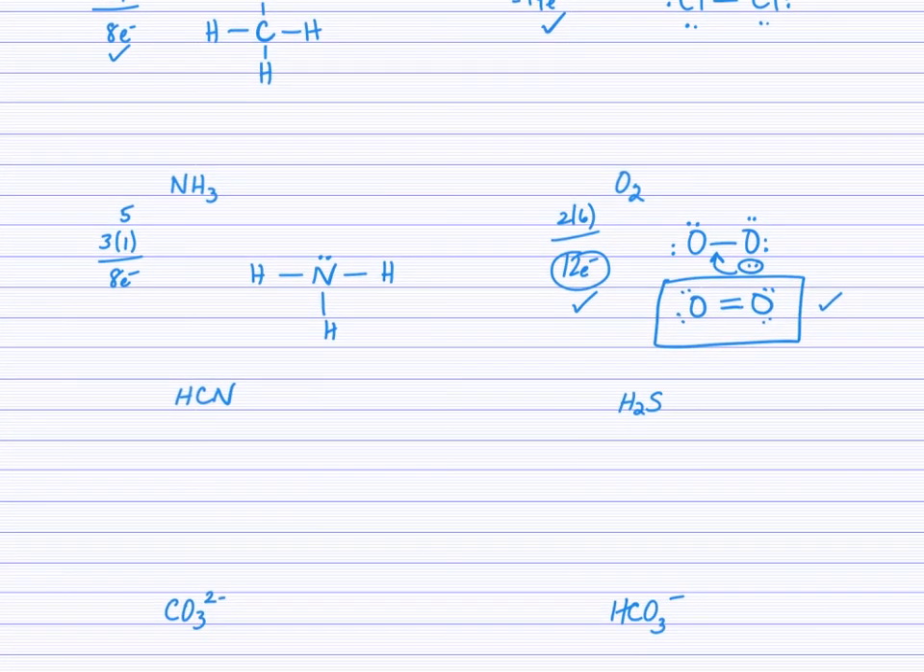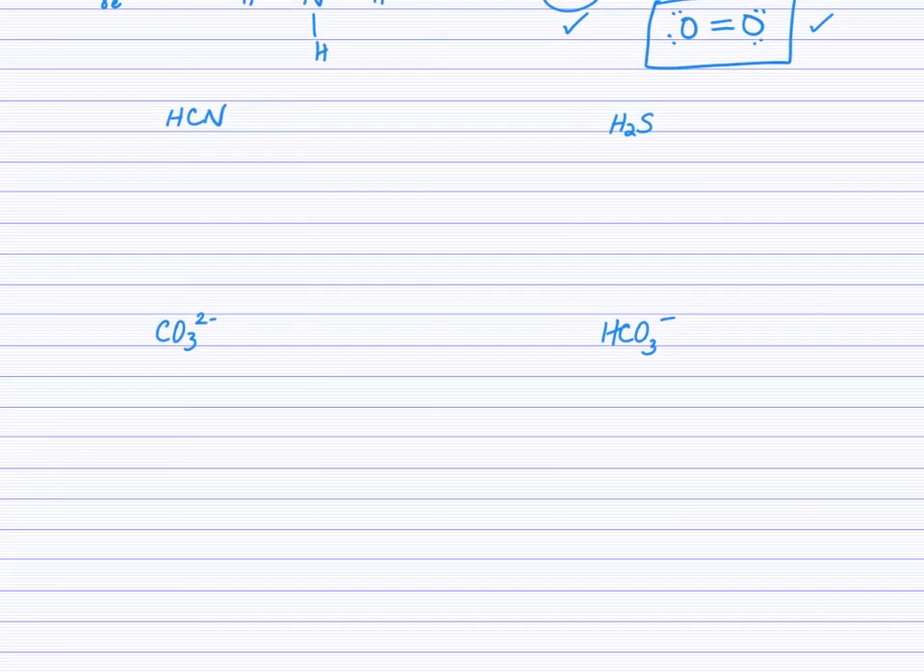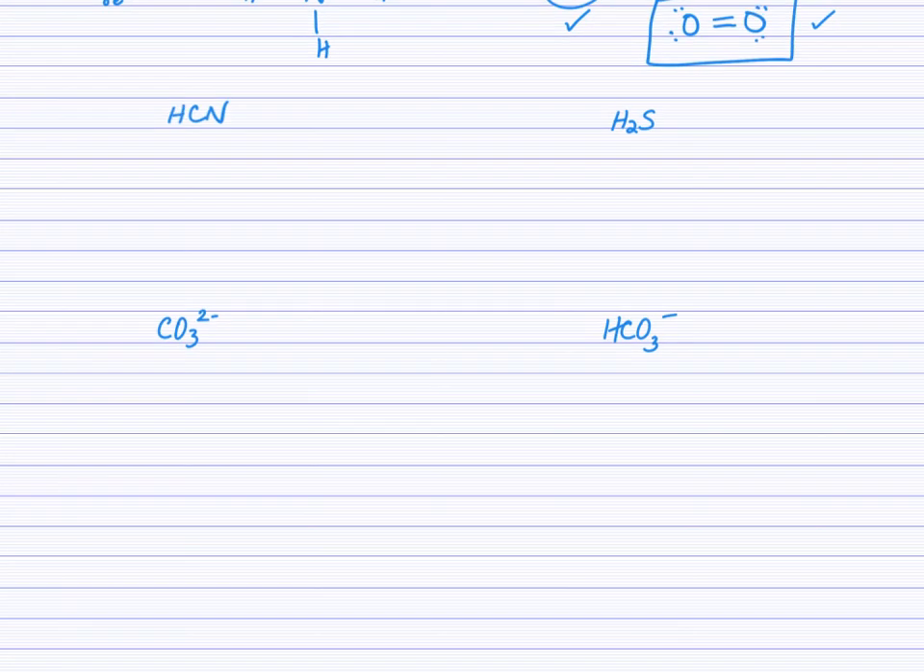Okay, a few more examples. HCN, H2S, the carbonate ion, and the bicarbonate ion. So you can be doing this yourself and checking in, or following along with me if you're still learning. So 1 electron for the hydrogen, 4 for the carbon, 5 for the nitrogen, a total of 10 electrons.